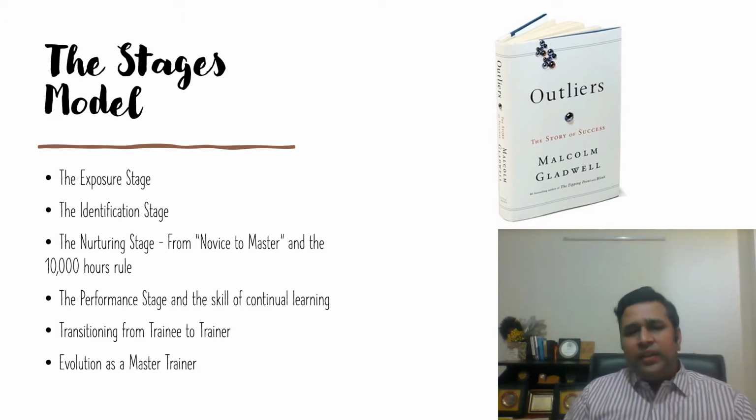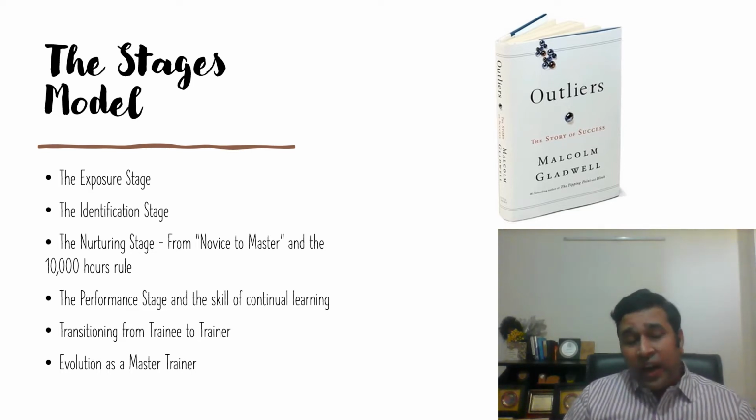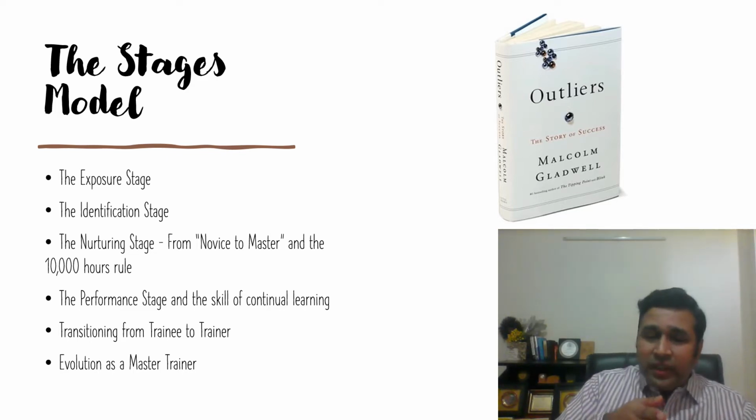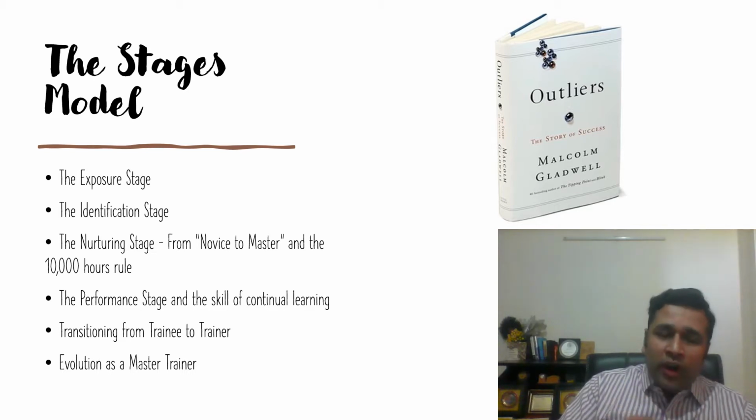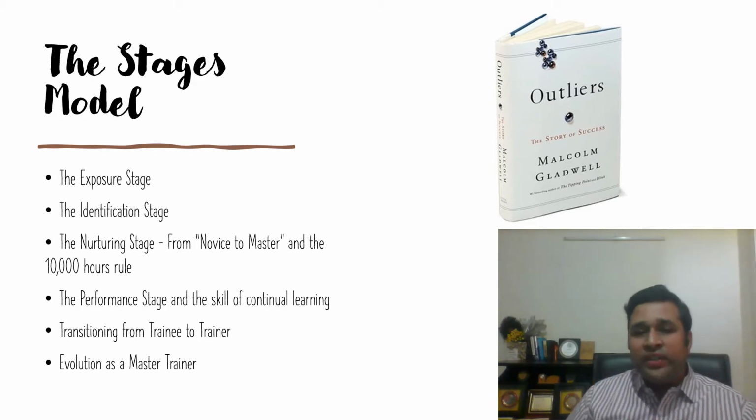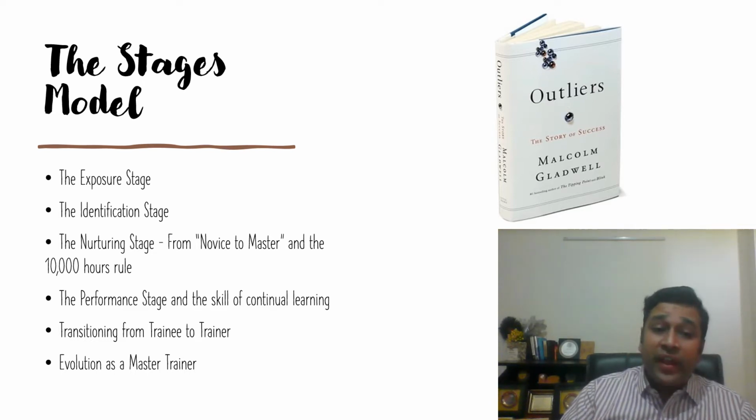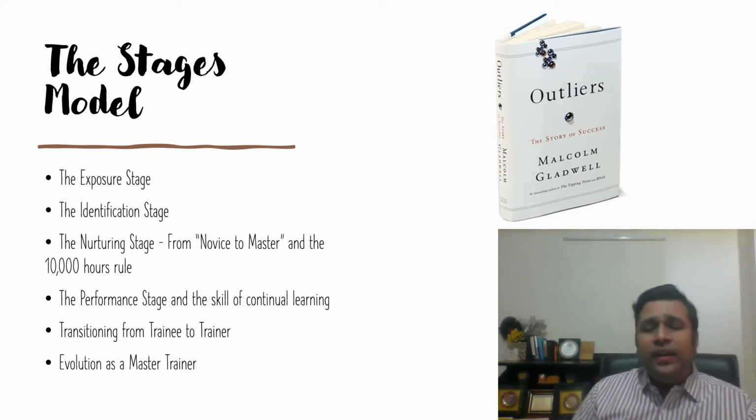The first stage is the exposure stage, which we will discuss in greater detail a little later. The second stage is the identification stage. The third is the nurturing stage, from novice to master, and the 10,000 hour rule. It is a stage which is talked about a lot, but it is mistaken in our education system. What we do in our current education system is start training people in different domains without even identifying what their interest, inclination and passion is.